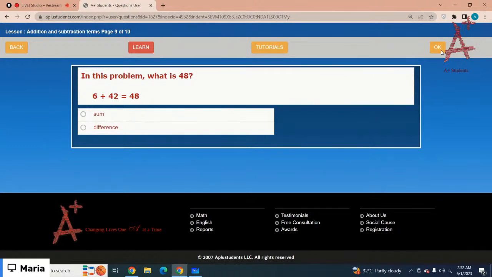In this problem, what is 48? 42 plus 6 equals 48. So you're adding two numbers. So when you're adding, the answer would be the sum. So that would be sum.